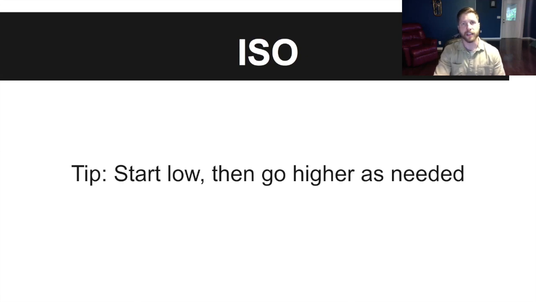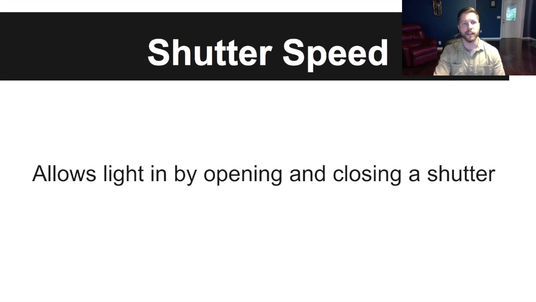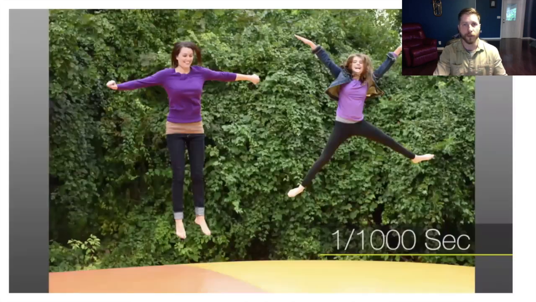The next thing beyond ISO is shutter speed. Shutter speed allows light in by opening and closing a shutter. And with film cameras, the shutter is protecting the film from being exposed at all. When that shutter opens really quickly, it's allowing light in for that millisecond so that film can be exposed. Now, the faster that shutter opens and closes, the less light it's allowing in. And that can be good and bad depending on how much light is out there anyway.